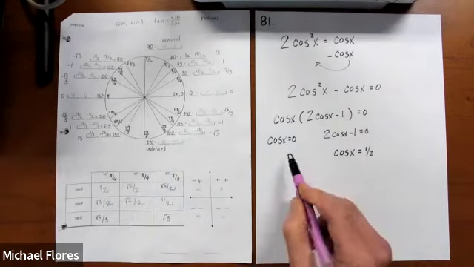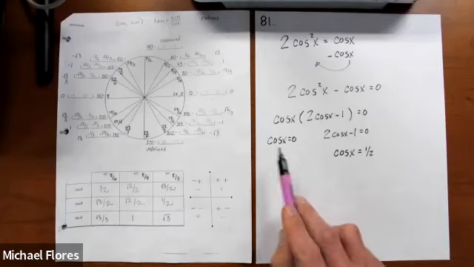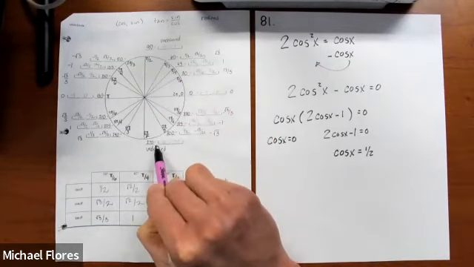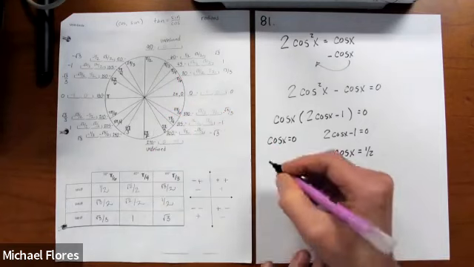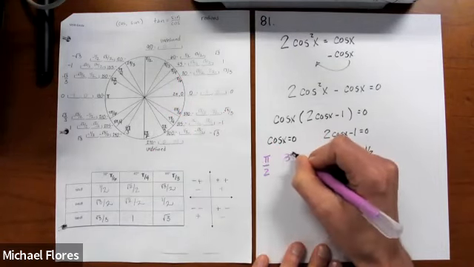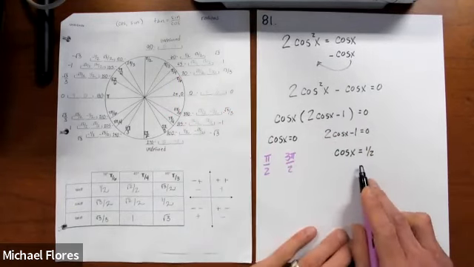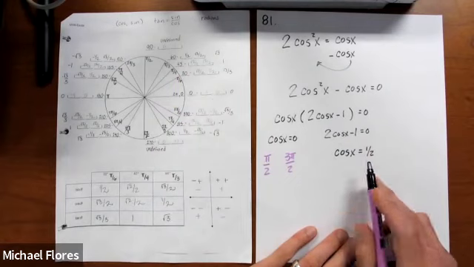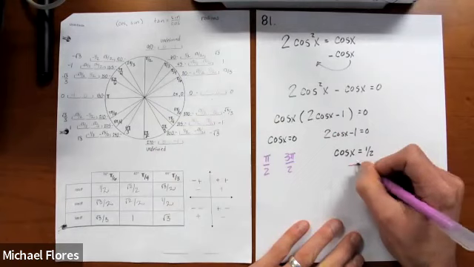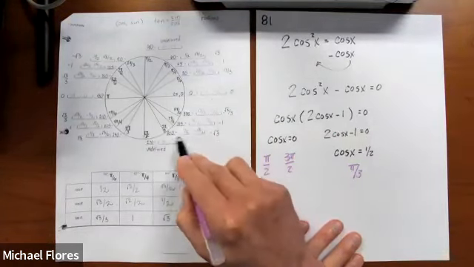So looking at this one here, where in the unit circle do we have a cosine value of 0? That would be here and there. So that's at pi over 2 and 3 pi over 2. Where in the unit circle do we have a cosine value of positive 1/2? There at pi over 3 radians, and then again here at 5 pi over 3.